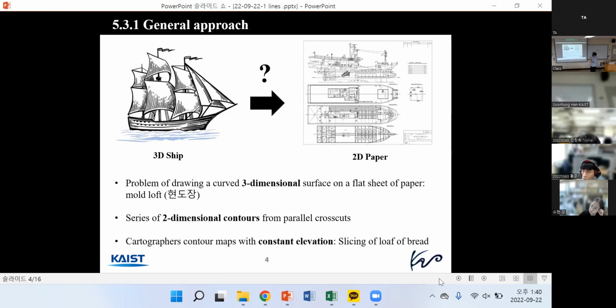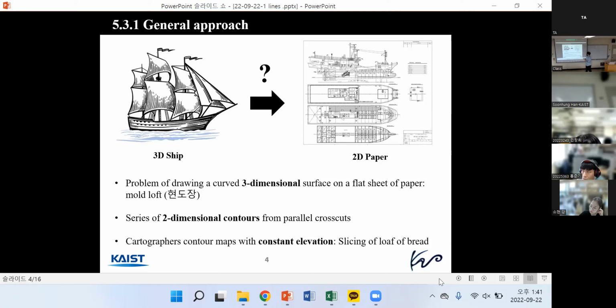Two-dimensional lines can be obtained by cutting the shape with virtual planes, and at each cross section we get the lines of the shape. And by superimposing many contours at the same time, we can reconstruct the 3D shape of the ship on two-dimensional paper.